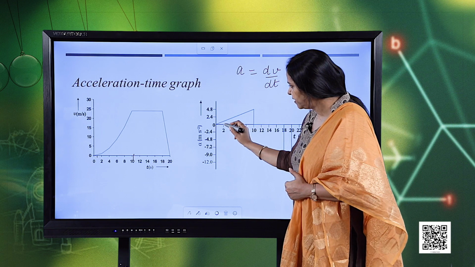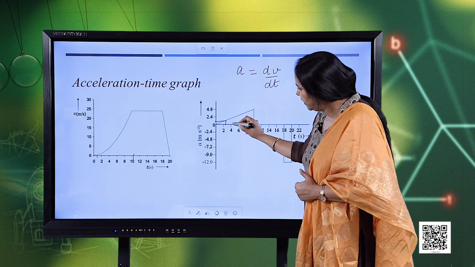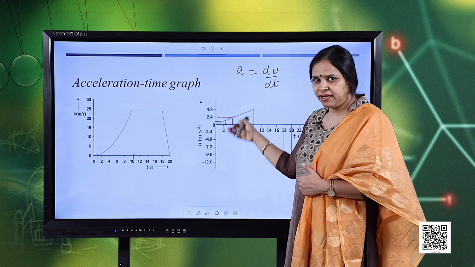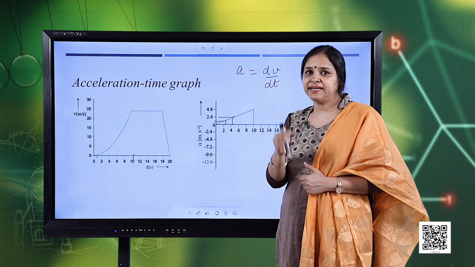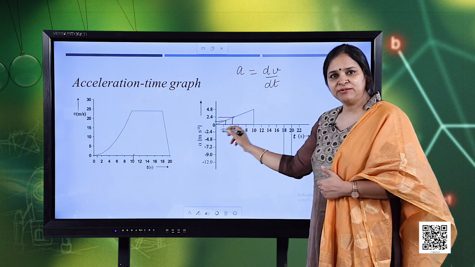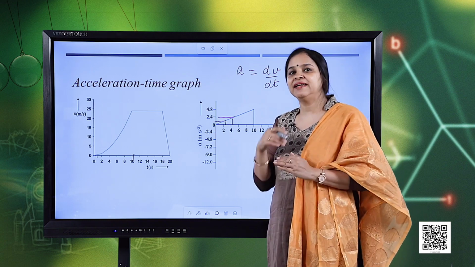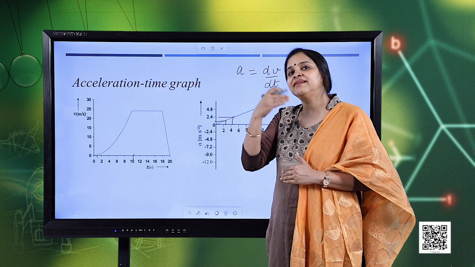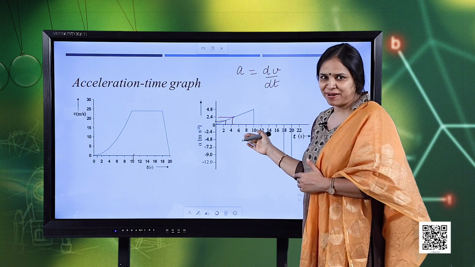For example, when time is 2 seconds, the acceleration value will be this when we drop the perpendicular. Similarly, at t equal to 4 seconds, we can find the exact value of the acceleration by plotting the perpendiculars. That is how we see that the acceleration is different at each instant. Since we have obtained a straight line inclined to the time axis, we can conclude that here the acceleration is increasing at a uniform rate. Acceleration is not uniform, it is increasing at a uniform rate. That is why the line is a straight line inclined to the time axis.